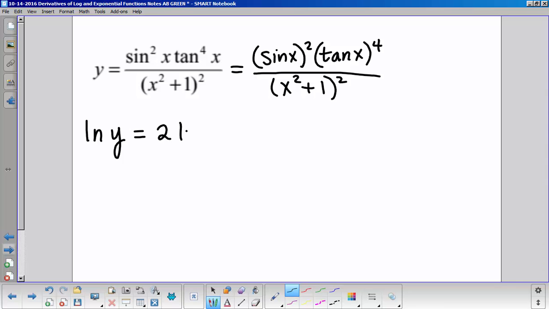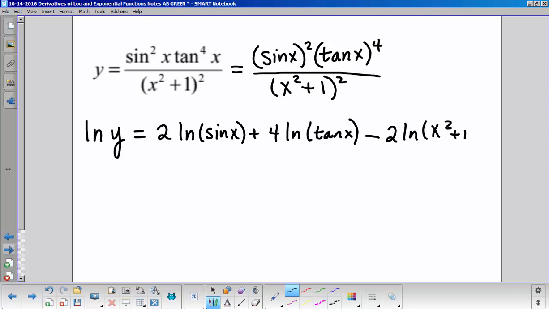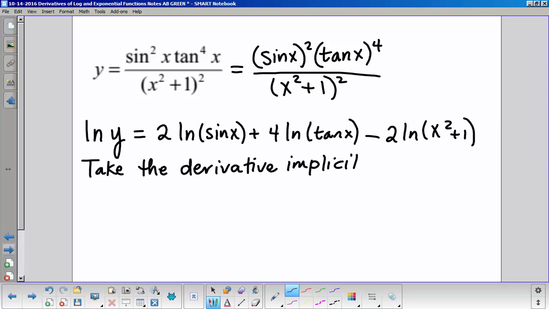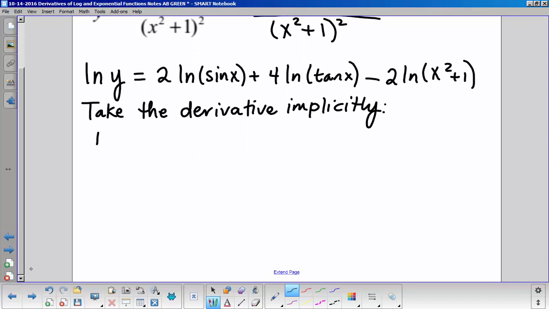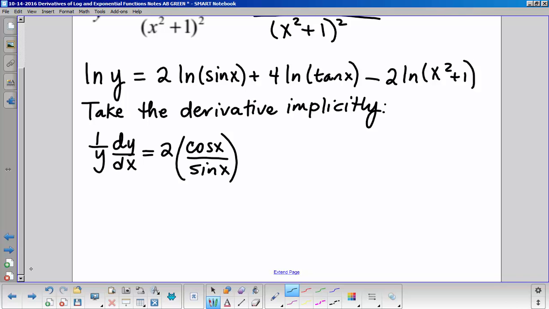2 natural log of sine x plus 4 natural log of tangent of x minus 2 natural log of x squared plus 1. And now we can take the derivative implicitly. What's the derivative of the left side? dy/dx, 1 over y times 1 over 1. dy/dx equals 2 times, well, what's the derivative of this log function here? It's going to be cosine x over sine x. Good. This is so fun.